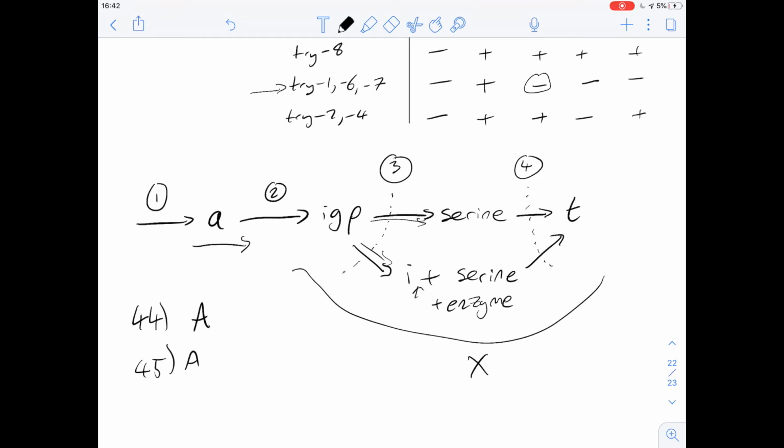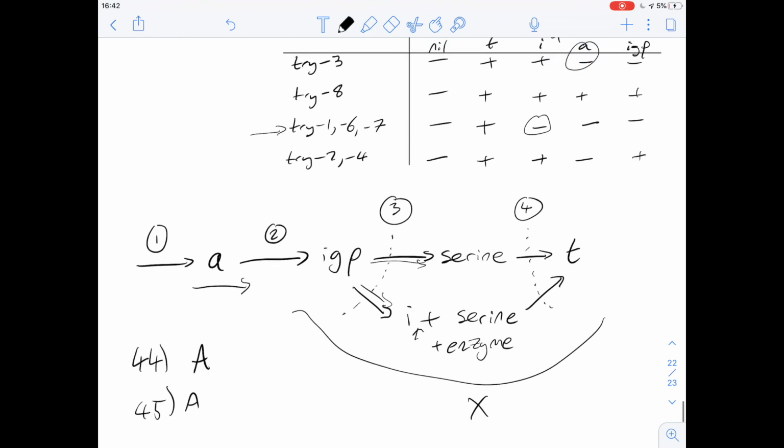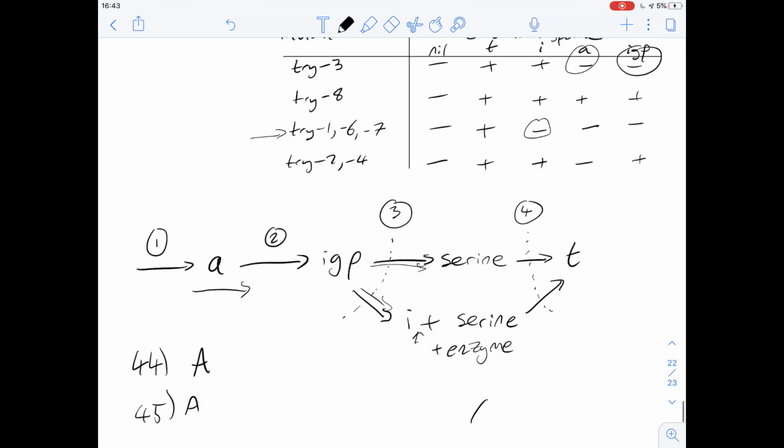Now, the defect could directly affect which step? Okay, so we also are told that IGP causes a negative growth. So we know the issue isn't in the production of IGP, and it's not in the production of serine either.